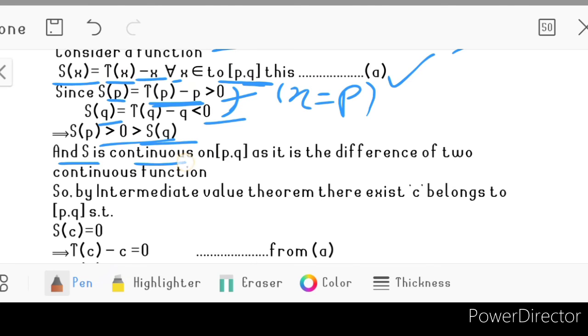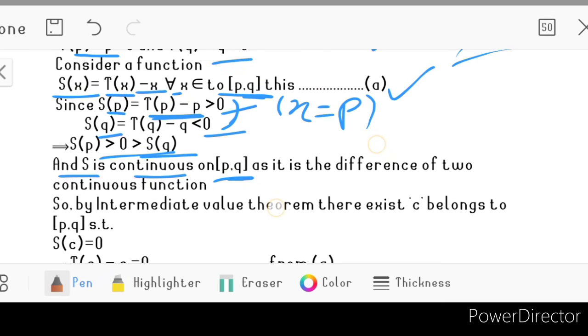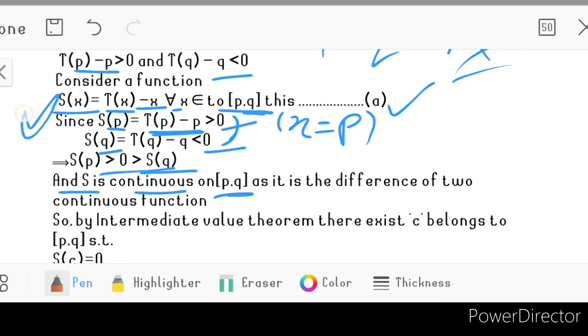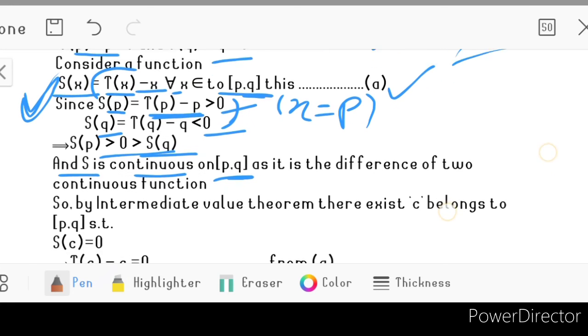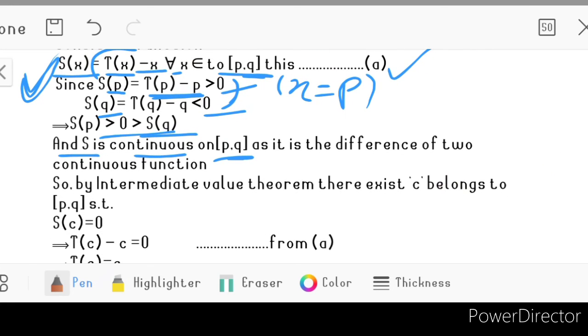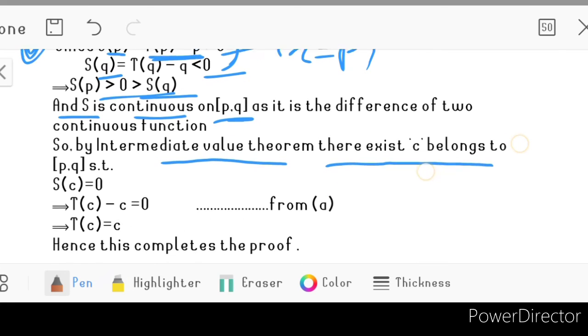And S is continuous on this interval. Why is the function which we defined continuous? Because you can see that this function is made from T of X minus X, meaning it is the difference of two continuous functions. T is continuous, we already know, and we are taking the point X from the interval only. So the difference of two continuous functions is also continuous, and hence we can say that S is also continuous.